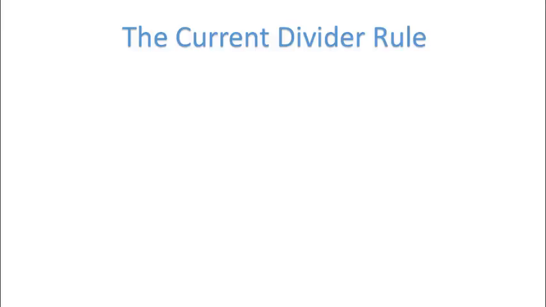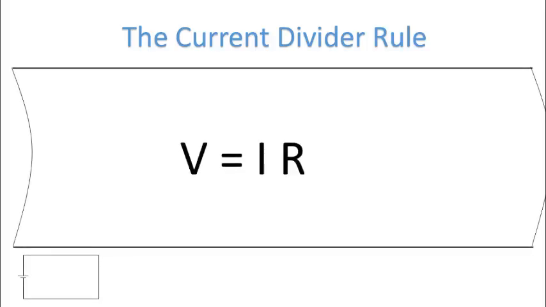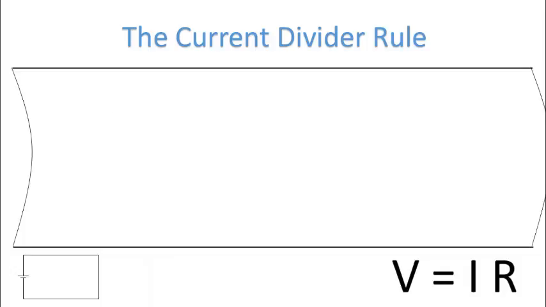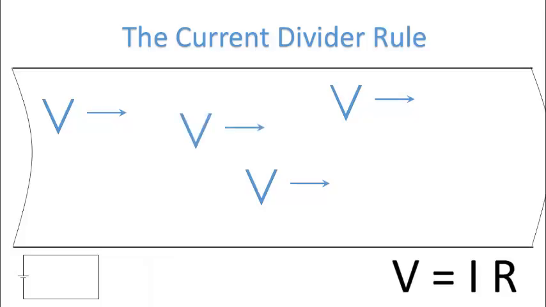The current divider rule is a rule that allows you to calculate how much current is going through a particular section of a circuit. Using this equation, V equals IR, which is volts equals current multiplied by the resistance, you can calculate the current. The current is essentially how many volts go through a particular part of the circuit. The more volts through the circuit, the higher the current.